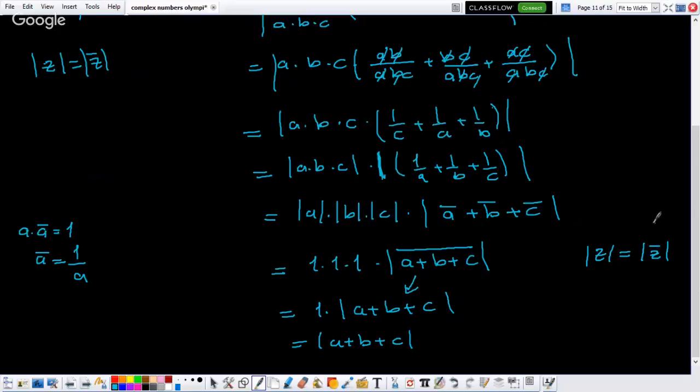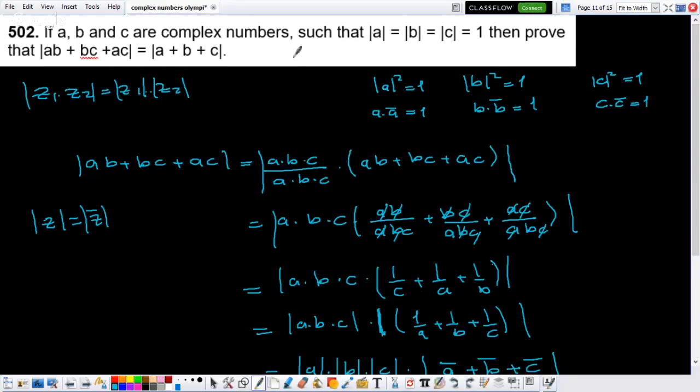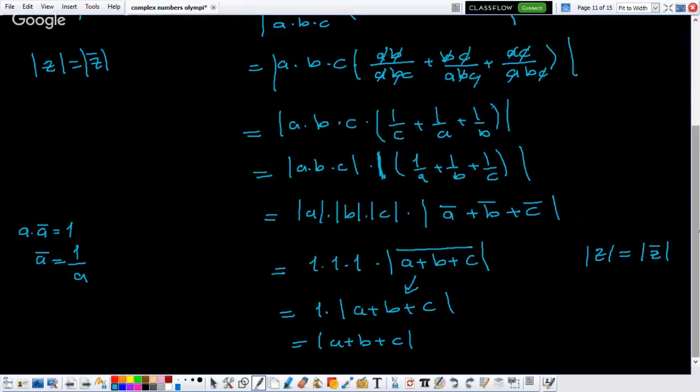Now I proved that if I return back up, the modulus of AB plus BC plus AC is equal to the modulus of A plus B plus C, of course. So at the end, I can write this one: the modulus of AB plus BC plus AC is equal to the modulus of A plus B plus C. It's going to be okay.